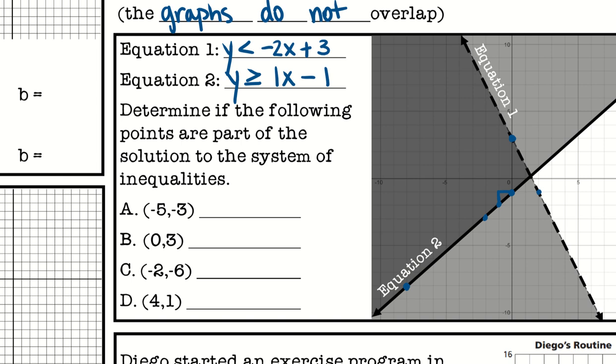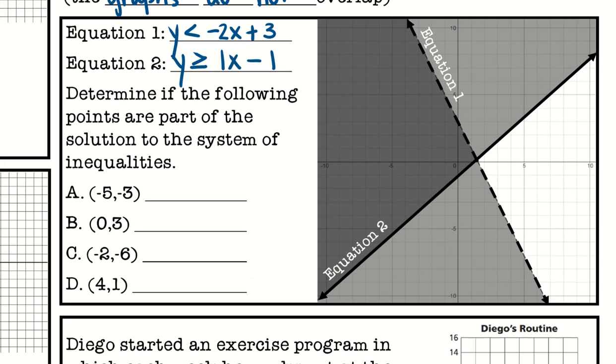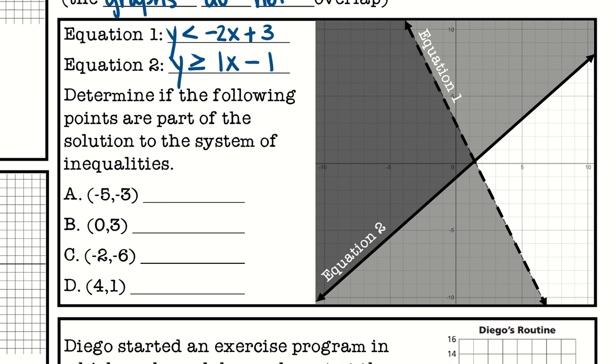So even if I didn't write the equations, we could still figure out where these points, or if these points are solutions. So I'm going to go plot all these points first and talk about the ones that are and the ones that are not solutions. So we've got point A at (-5, -3).